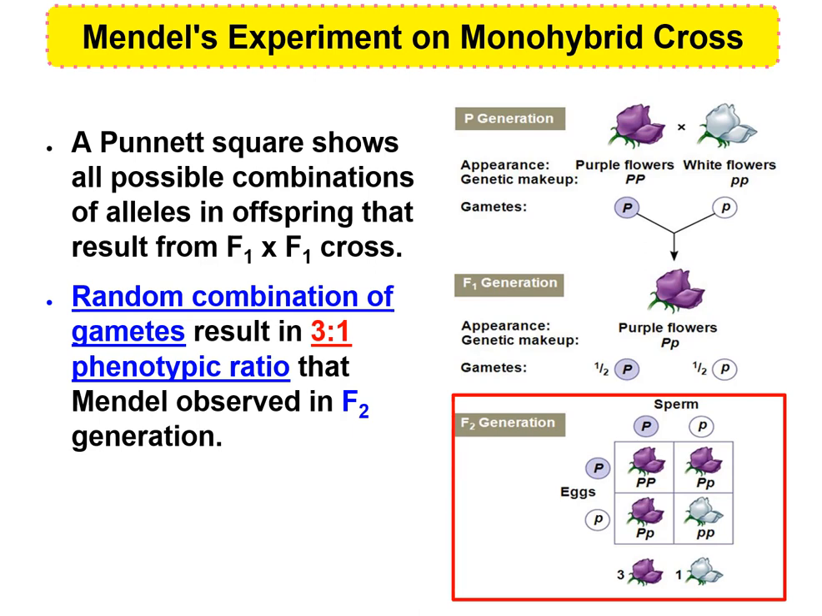So during the self cross of the first filial, the first filial will have two different gametes. So we use the Punnett square to show the combination of these different gametes. So in the observation among F2 generation, Mendel observed a 3-to-1 ratio of phenotypes. Hasil dia, in every 3 purple flowers, there will be 1 white flower.